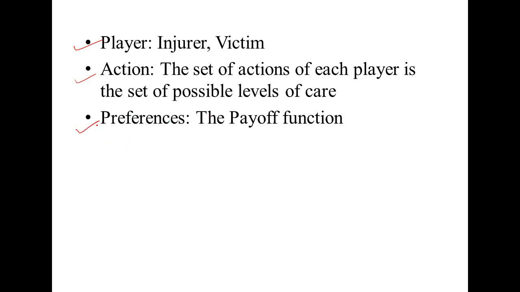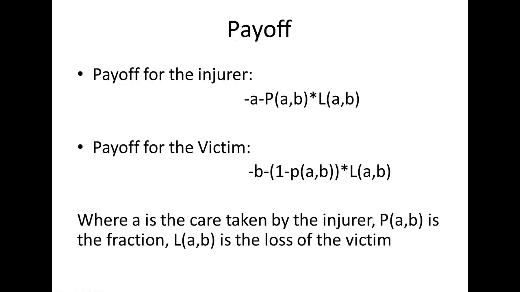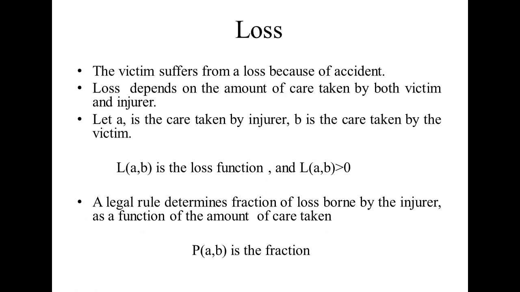Now what are the preferences for the players? We will calculate the preferences on the basis of a payoff function. One thing we need to understand here is the loss function. What is loss here? Loss is what occurs due to an accident. We know that an accident would occur only when either of the players is not careful. If both are careful, then an accident will never happen, and the loss will be zero.